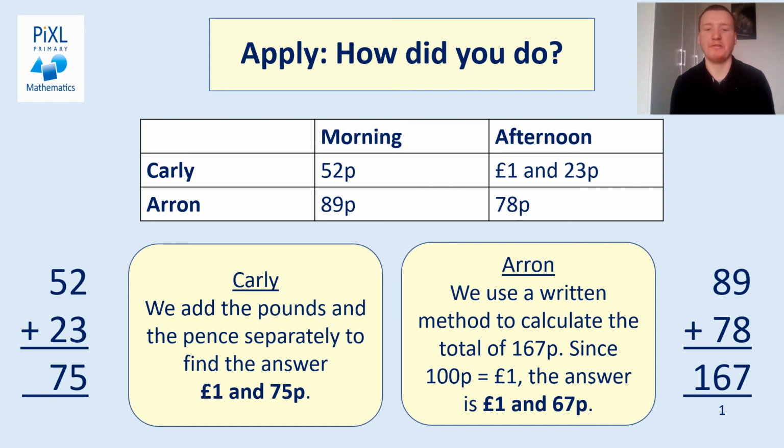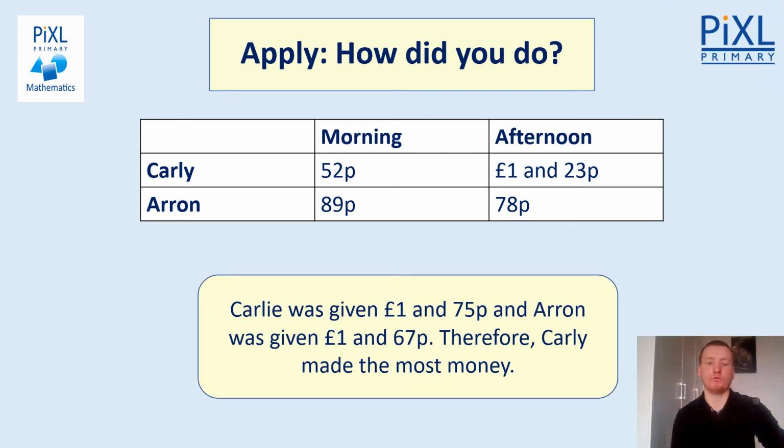Now it's great, we've finished our working out, we've done the hard bit, but if I left that answer in my test, I wouldn't get all the marks. So let's look at what I would do to get the full marks. Carly was given £1.75 and Aaron was given £1.67. Therefore, Carly made the most amount of money. So give yourself a pat on the back if you worked out that Carly made the most off doing her chores.